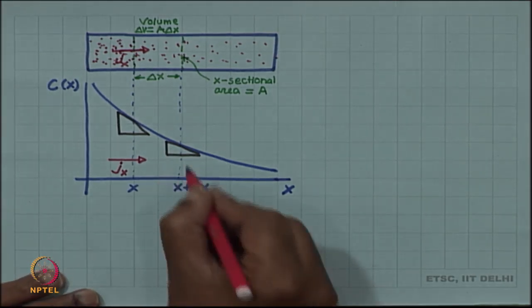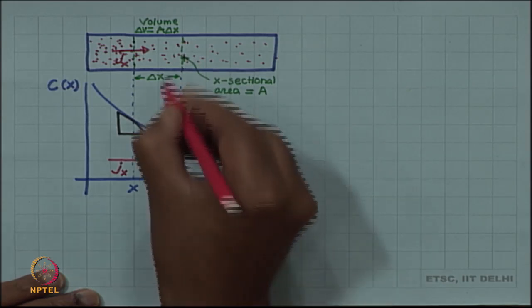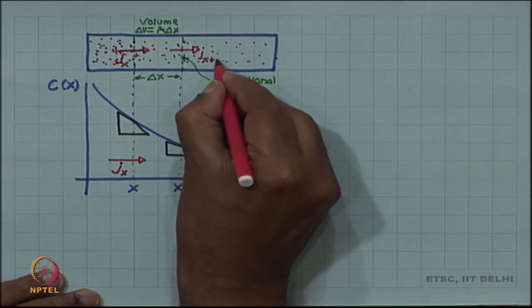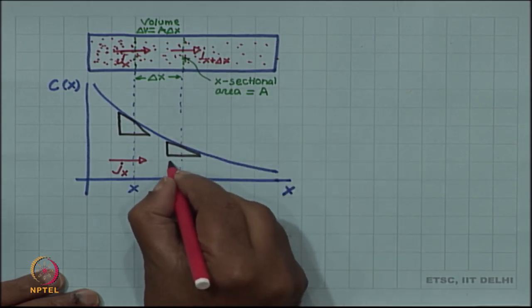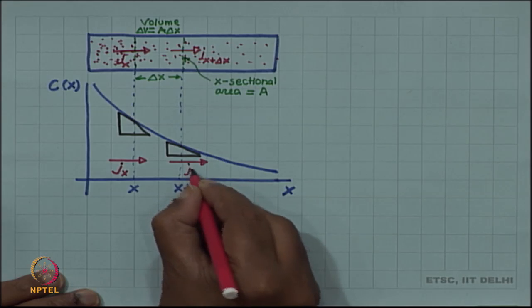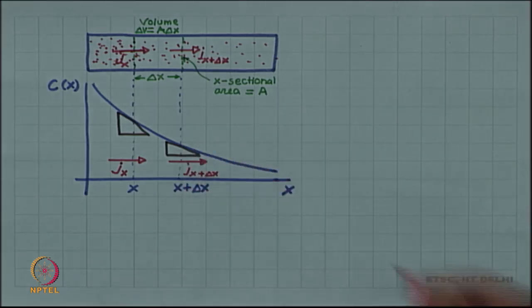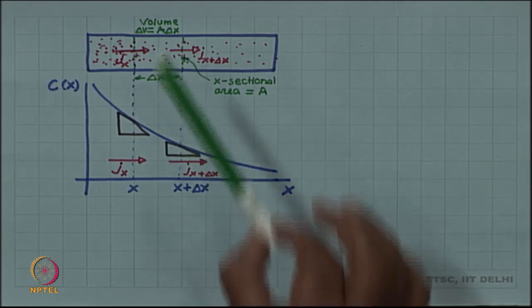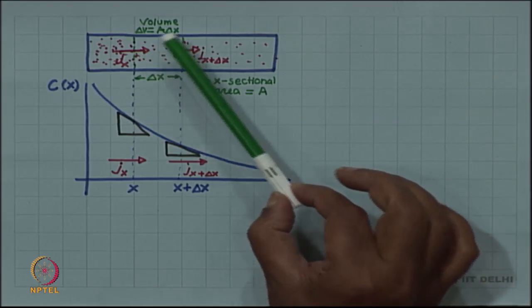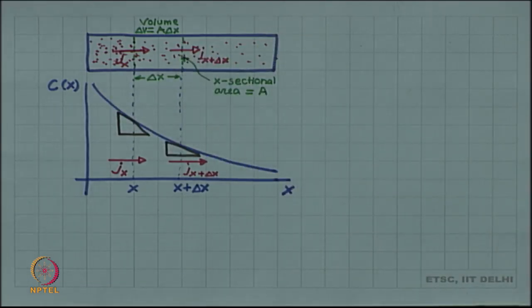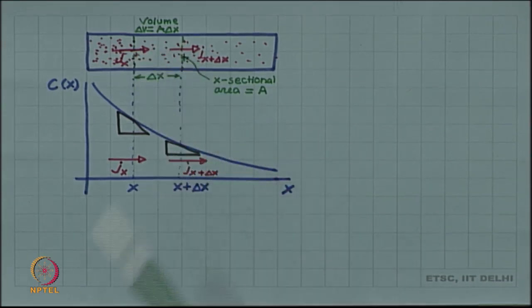And then at x plus delta x, we have another slope. So we will have another flux, which will now be transporting the material outside this volume. And I am calling that Jx plus delta x, because that is at a location x plus delta x. So in a small time, we want to find out what changes happen in the concentration in this volume delta V as a function of time. So in time delta t, how much does the concentration of this volume change?